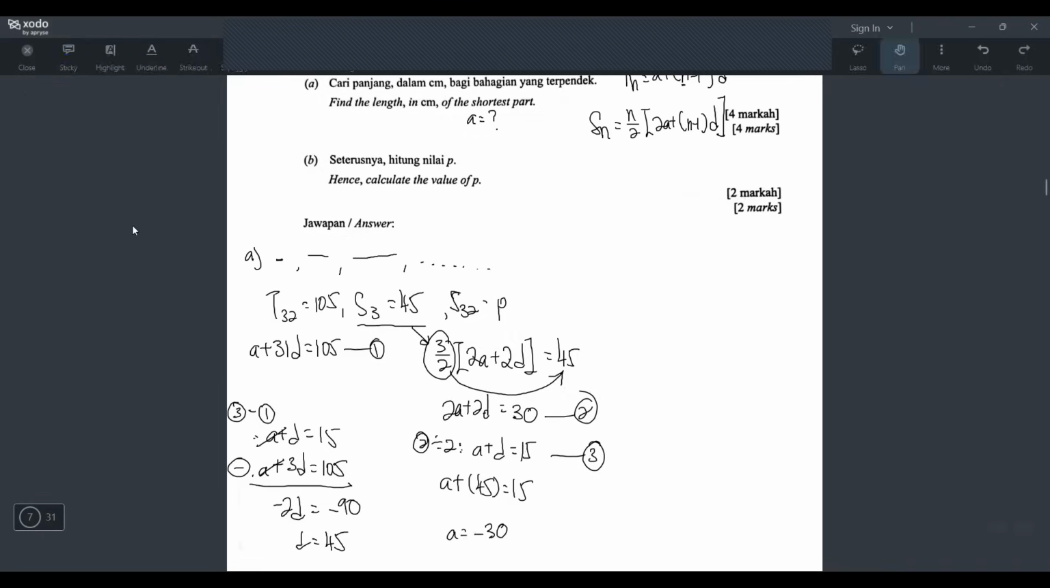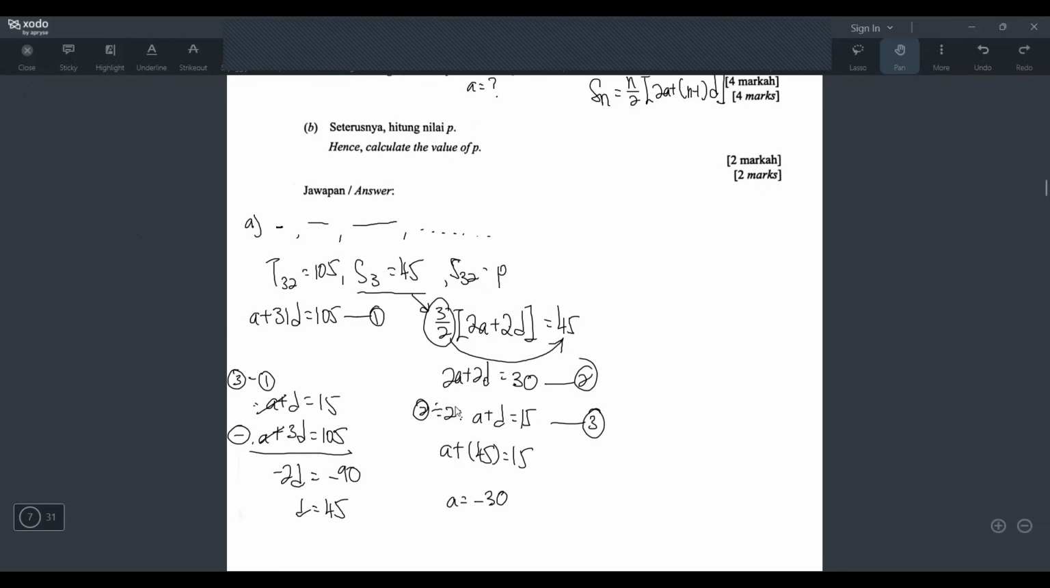I know where I did wrong already. Yeah, because it doesn't make sense, right, for the length to be negative. It means definitely something wrong. And I know where I did wrong already. This one is A plus 31D, but I wrote A plus 3D. That is why saya dapat jawapan yang negatif. So let me betulkan saya punya mistake.